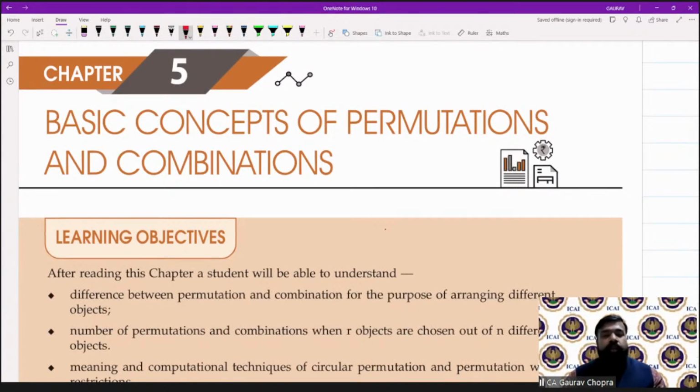So this is again a very big and interesting chapter. In this chapter, we are going to learn in how many ways a task can be completed. किसी काम को करने के कितने तरीके हमारे पास possible हैं. So we are going to find the number of ways in which a particular work can be done.